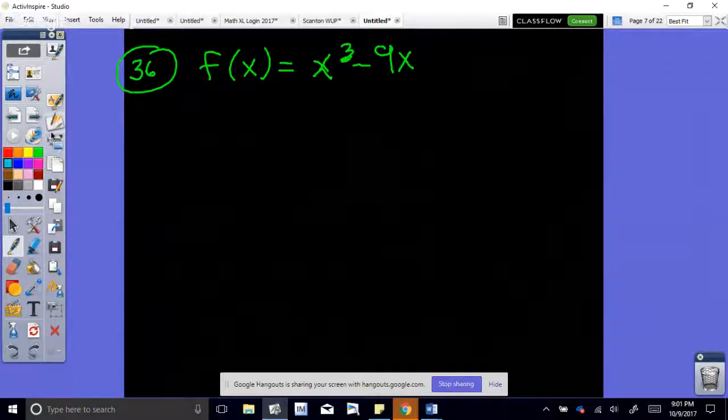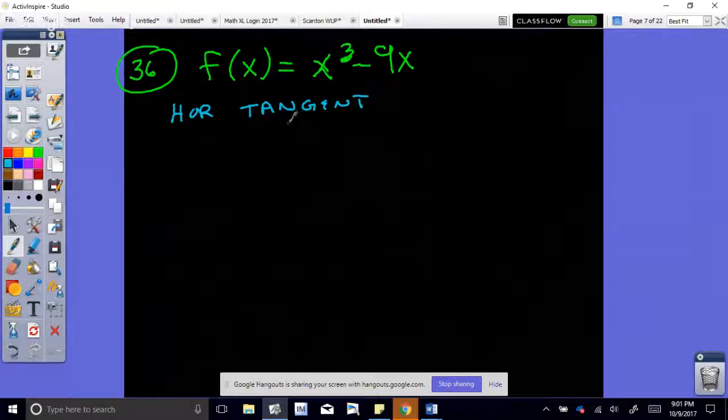All right, so I think I'll do 36 and one more, and let y'all do the rest. 36 says determine the points at which the graph of the function has a horizontal tangent.